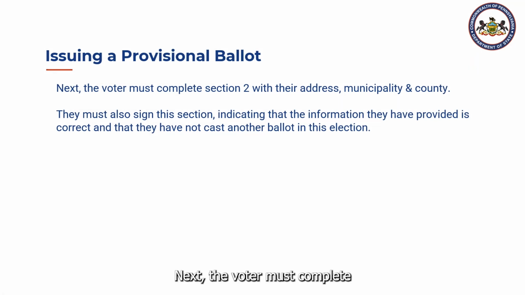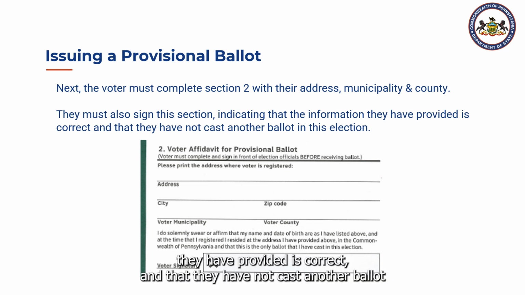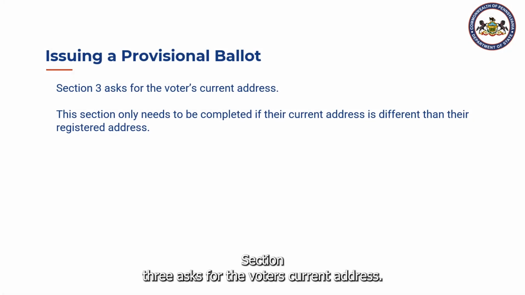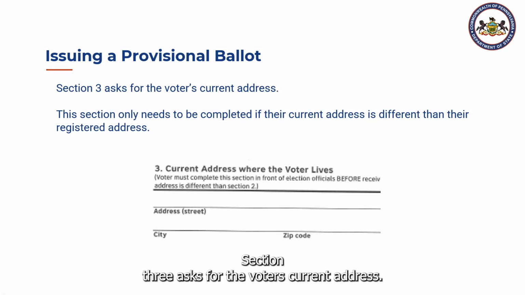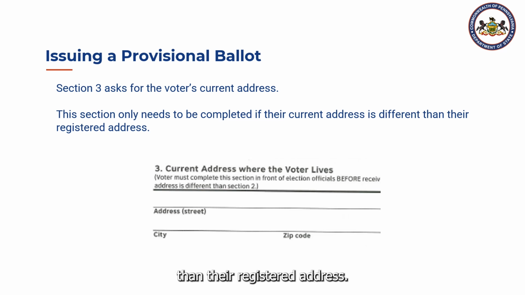Next, the voter must complete section 2 with their address, municipality, and county. They must also sign this section, indicating that the information they have provided is correct and that they have not cast another ballot in this election. Section 3 asks for the voter's current address. This section only needs to be completed if their current address is different than their registered address.